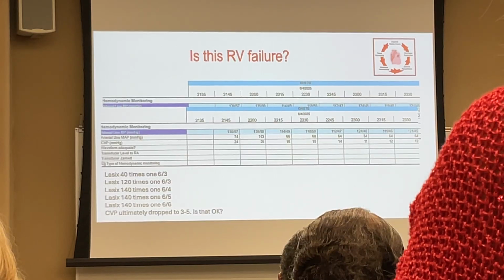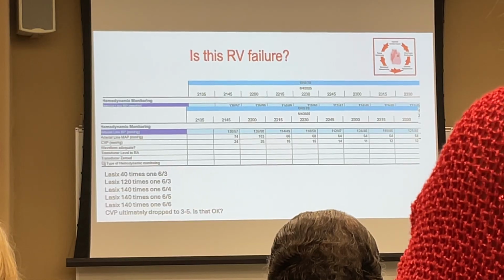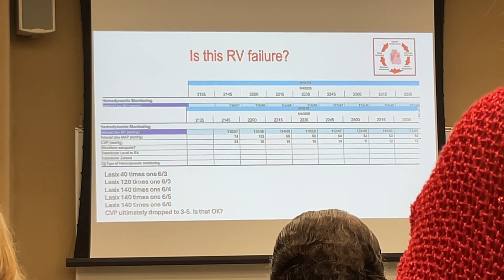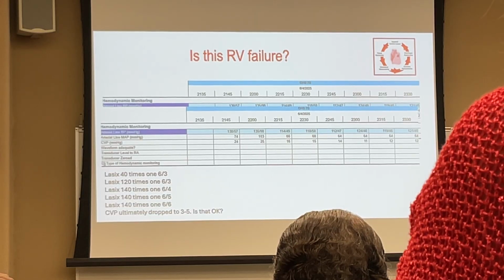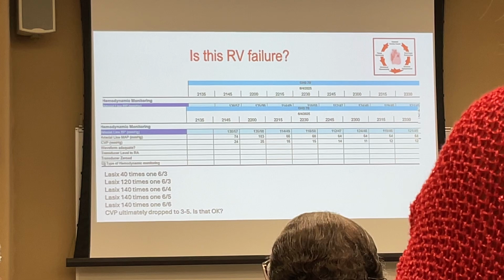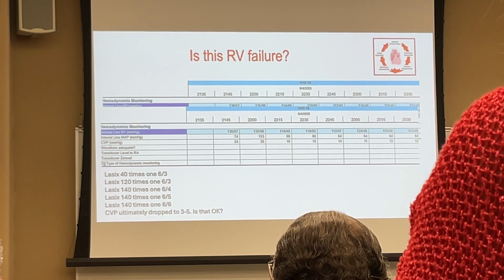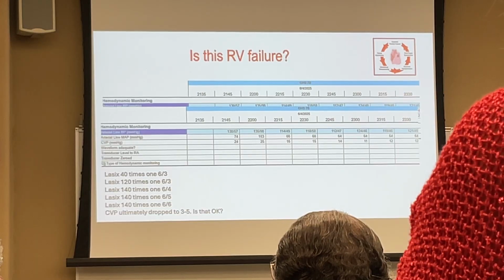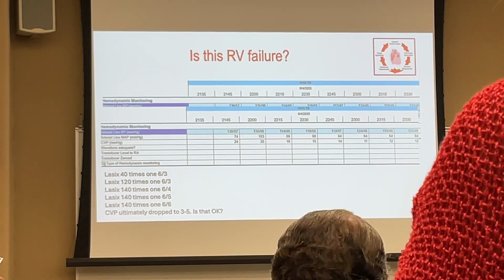So we did some diuresis. You can see that that assisted a bit. We didn't think about beta block on the patient because he wasn't particularly tachycardic. But look at how much Lasix he got. He got 40 times 1 on 6.3, then 120 times 1 on 6.3, then 140 times 1 on 6.4, 140 times 1 on 6.5, 140 times 1 on 6.6. And his CVP ultimately dropped.